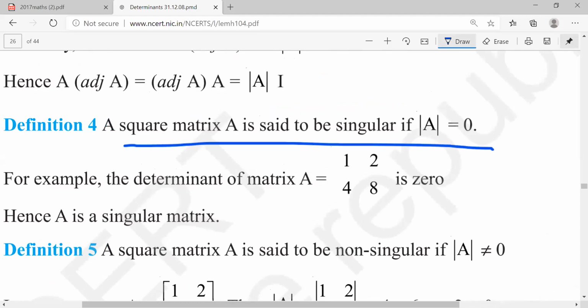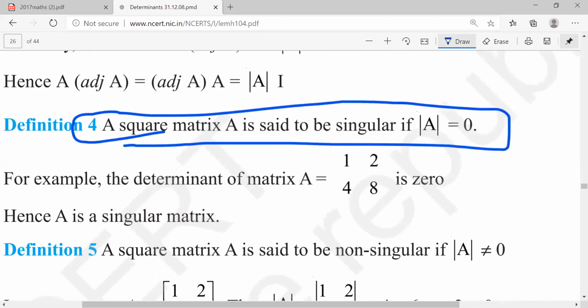This line is also very important for a 1 mark question or for entrance. Just mark it on your textbook. That's more than enough. Definition 4. If you have a textbook, just mark it. That's it: determinant of A is 0.